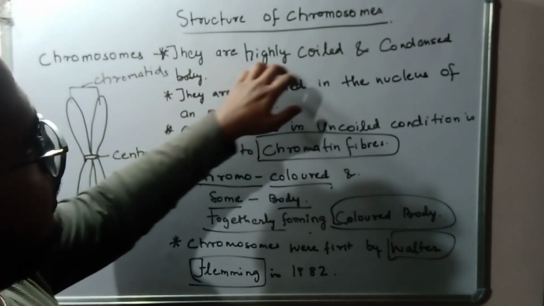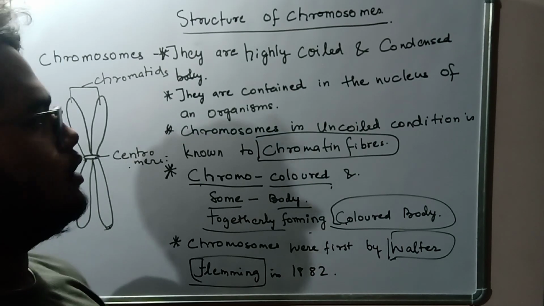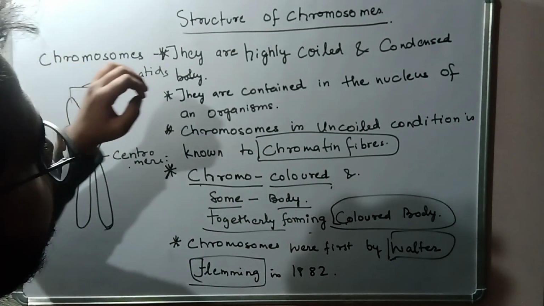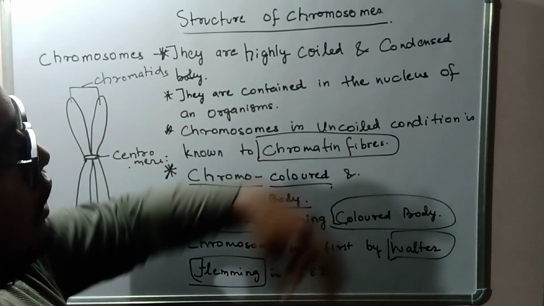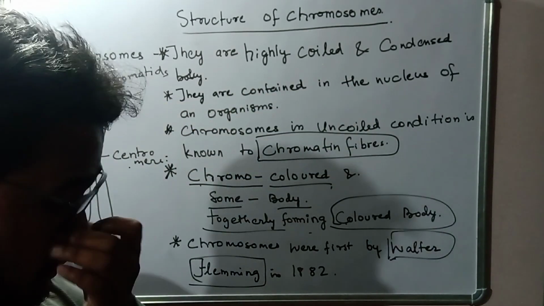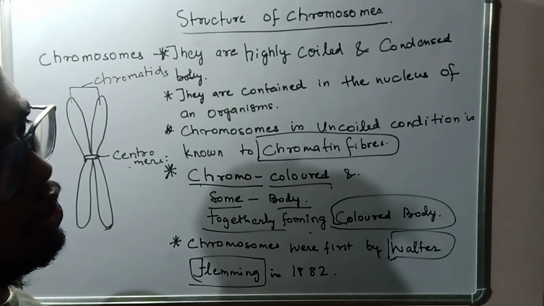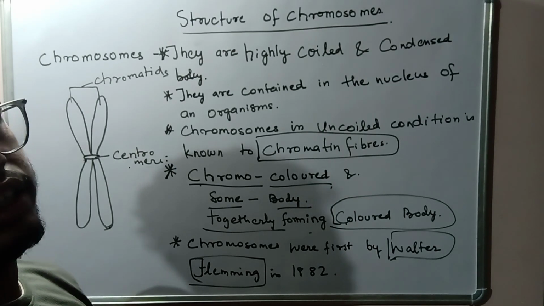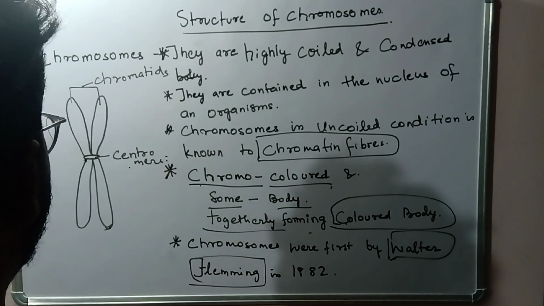Chromosomes are the highly coiled and condensed body of the chromatin fiber. Coiled means घुमा हुआ, and condensed body of chromatin fiber. Now we will see what is the function of chromosome. Chromosome's function is to transmit the hereditary characters from the parents to its offspring.